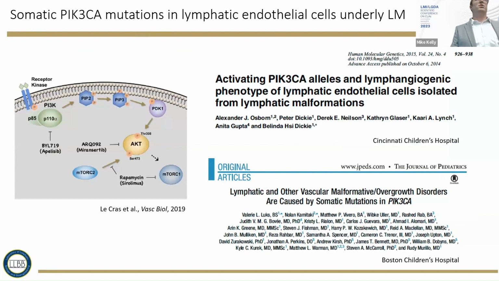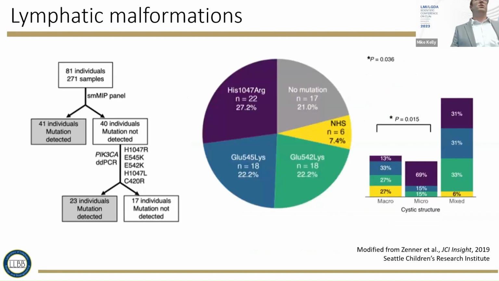We also know that PIK3CA, of course, has been identified as a very important gene that is responsible, this somatic mutation in lymphatic endothelial cells. And there are really three what we call hotspot mutations that make up 75 to 80%. I think this exact slide was in a previous presentation.